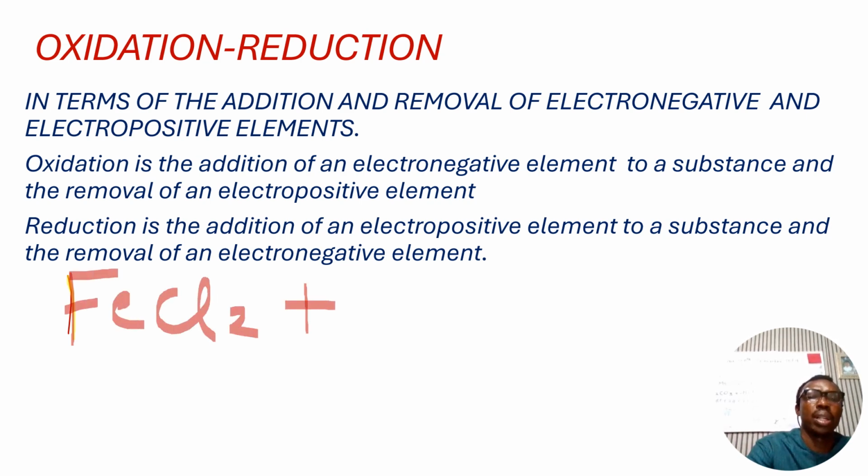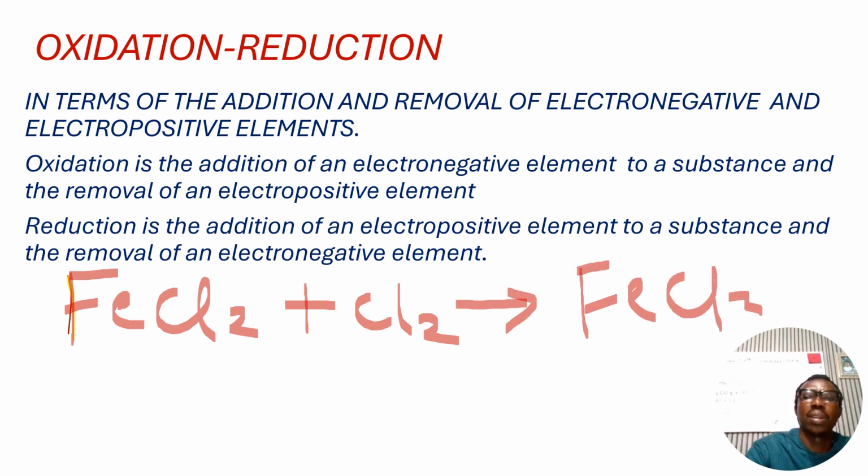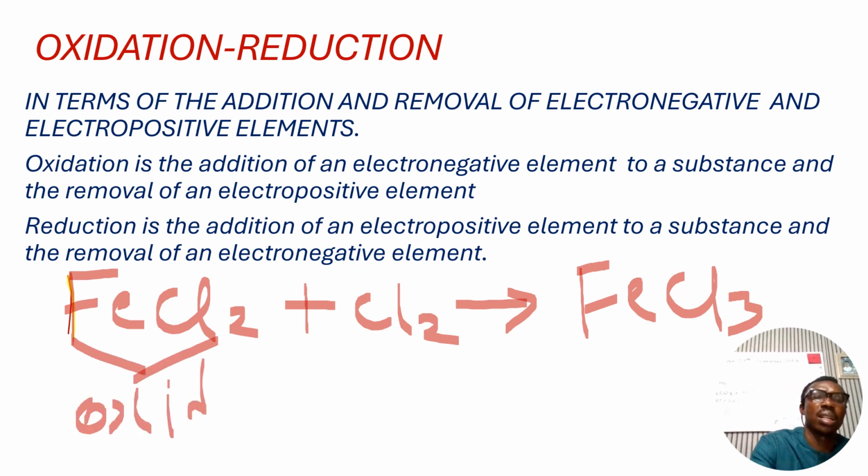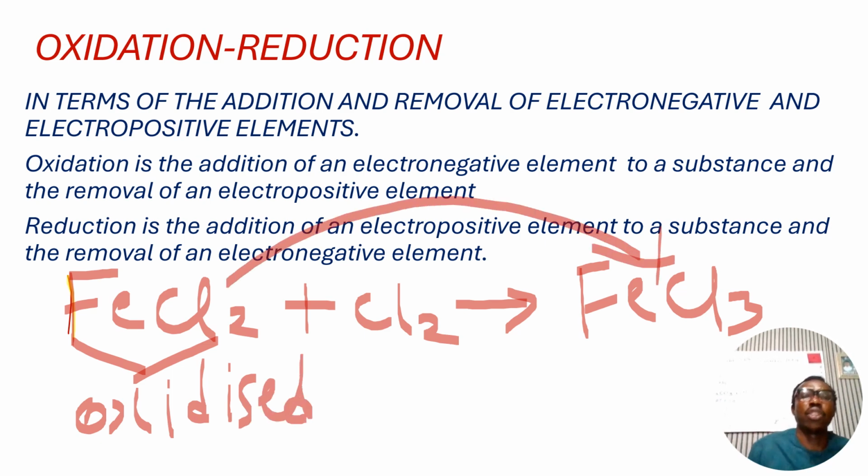So react with chlorine. Chlorine is highly electronegative. So you have to give FeCl3. So what happened is that iron 2 chloride has been what? Oxidized to iron 3 chloride, because an electronegative element, which is chlorine, has been added to iron 2 chloride.